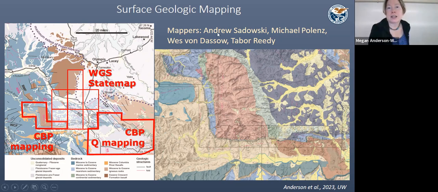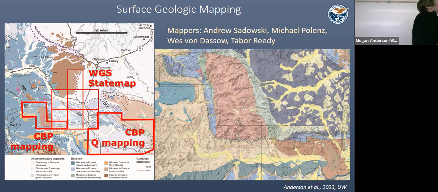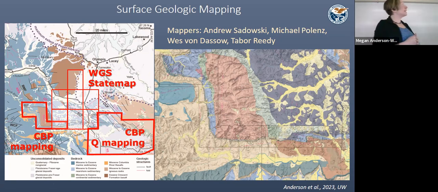And in particular, our mappers, Wes van Dassau and Tabor Reedy, spent a lot of time along this section of the Doty Hills that was mapped in the 50s, trying to check the geologic mapping and make sure it looked okay, and that the relationships were correctly interpreted, and add a lot more data to that to make sure everything was working really well. So we had really good geological constraints for our interpretations.